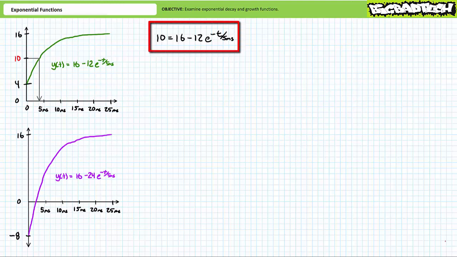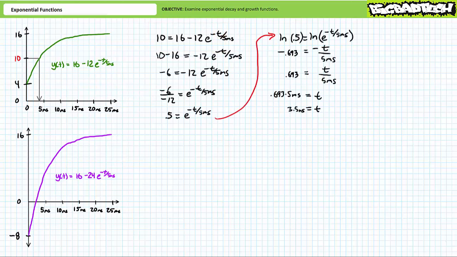10 equals 16 minus 12 times e to the negative t over 5 milliseconds. Solve for the t value that satisfies this condition. First, subtract 16 from both sides of the equation. Divide both sides by negative 12. Then take the natural log of both sides. Remove the negative sign from both sides of the equation and multiply both sides by 5 milliseconds. We're left with a time value of roughly 3.5 milliseconds.